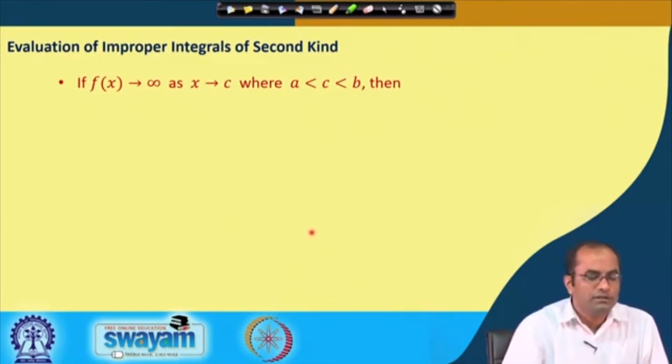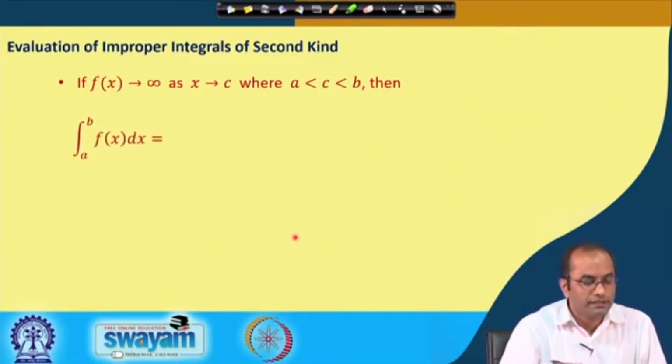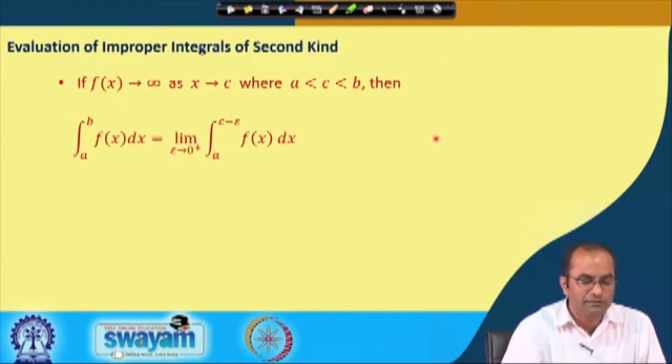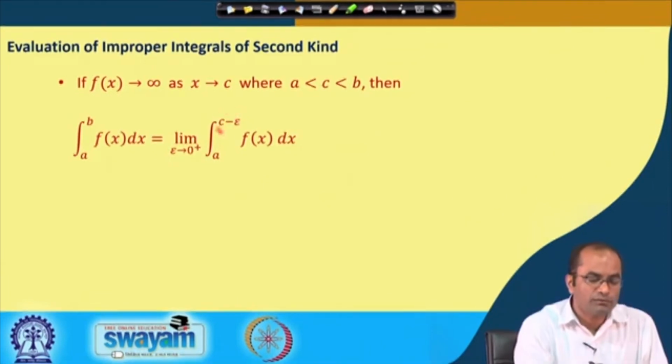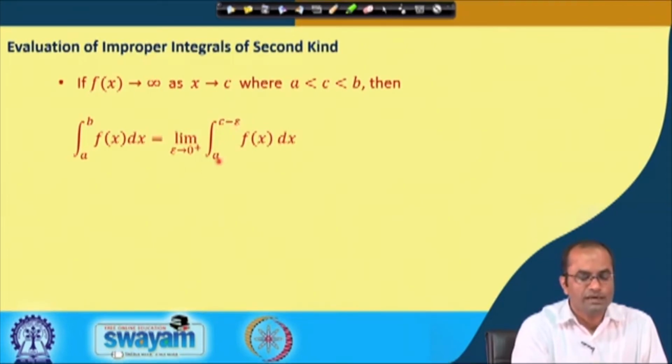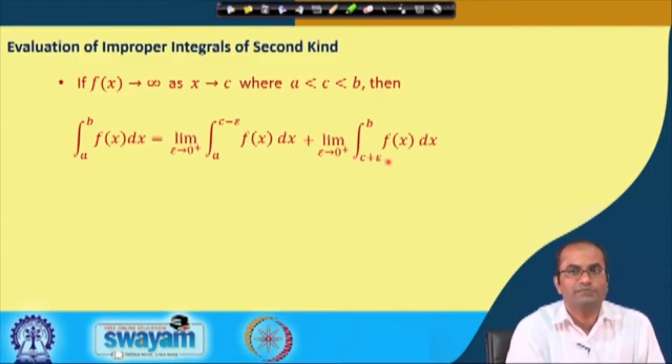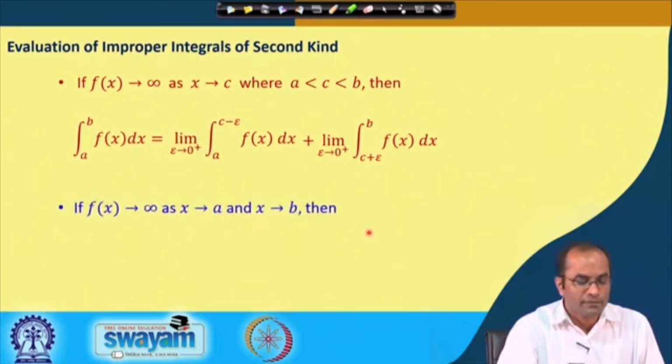So, this is the improper integral of the second kind, and in this case again we will use the trick that we break the integral from a to c and c to b. Since the problem was at c, we have avoided it by subtracting epsilon from c. So, we have the integral from a to c minus epsilon of f(x) dx, and in the second case the integral was from c to b, but we have the problem at c. So, we have removed this by taking c plus epsilon and then epsilon tending to 0 from the right side.